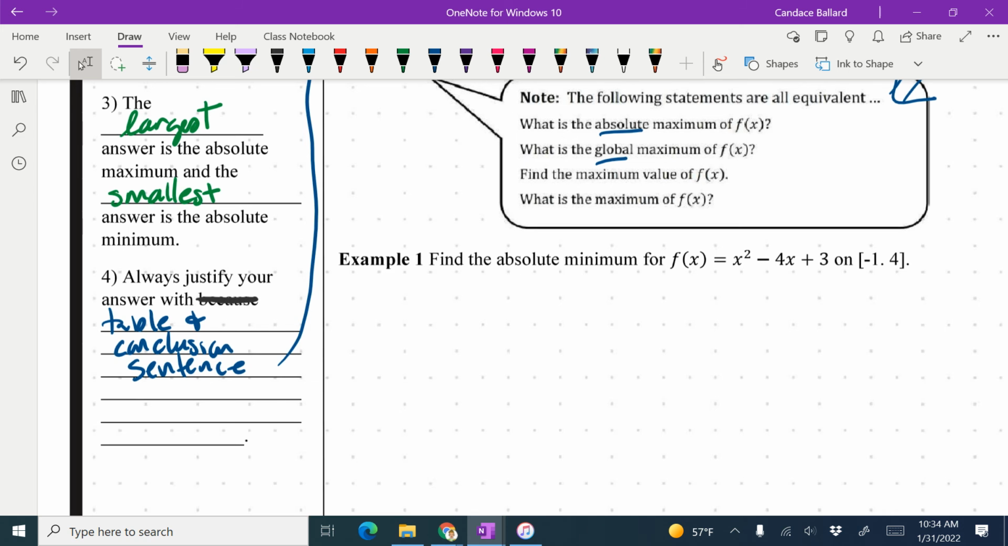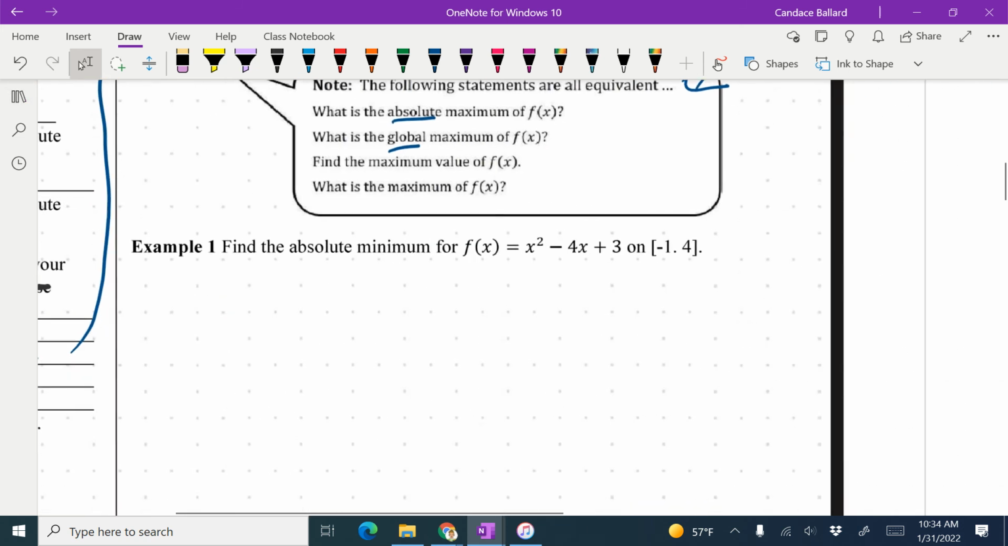All right, so we're going to actually find this. So we're going to follow those steps that we just wrote out. So let's try example 1 here.